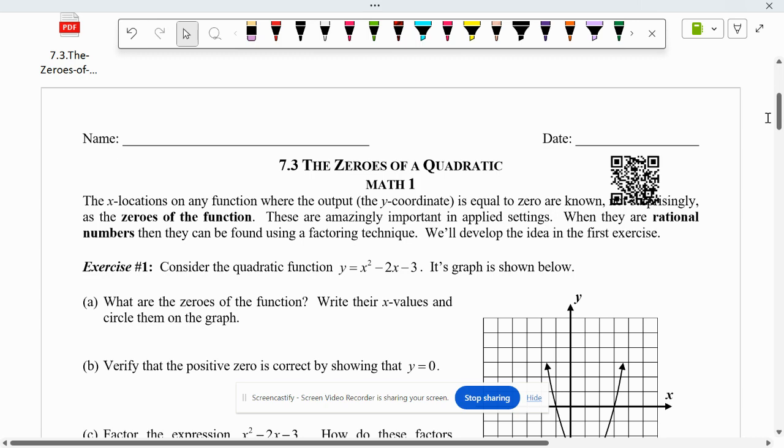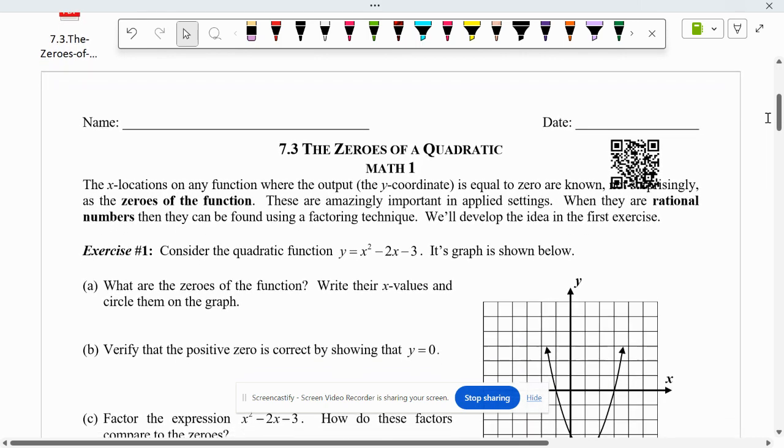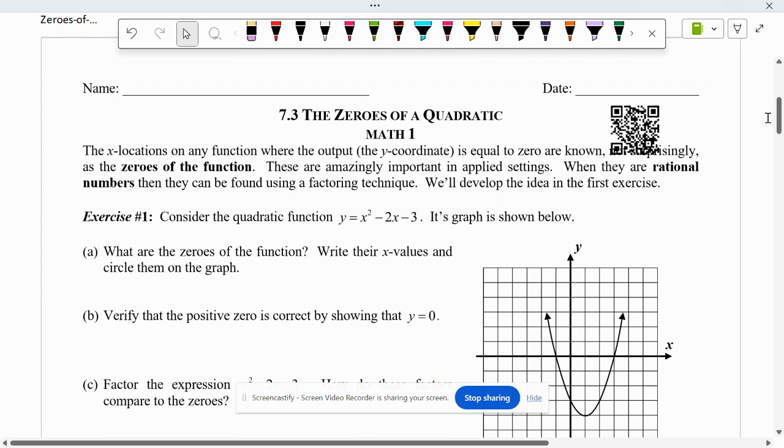All right. The zeros of a quadratic function. The x locations of any function where the output, the y coordinate, is equal to 0 are known as, surprisingly, the zeros of the function. Well, we already know that. We learned that on the first day. We said that the x-intercepts are called the solutions, the roots, and the zeros. Why? Because that is where y equals 0. The value of the function is 0.